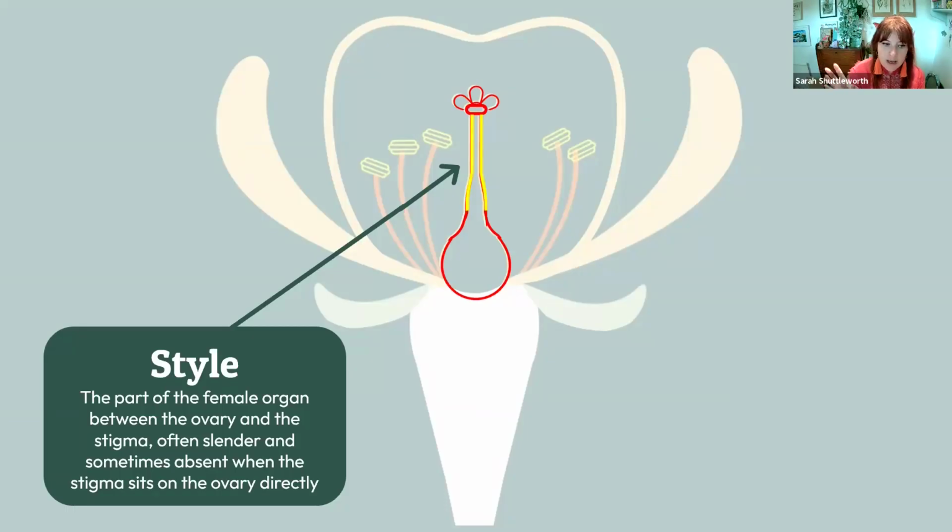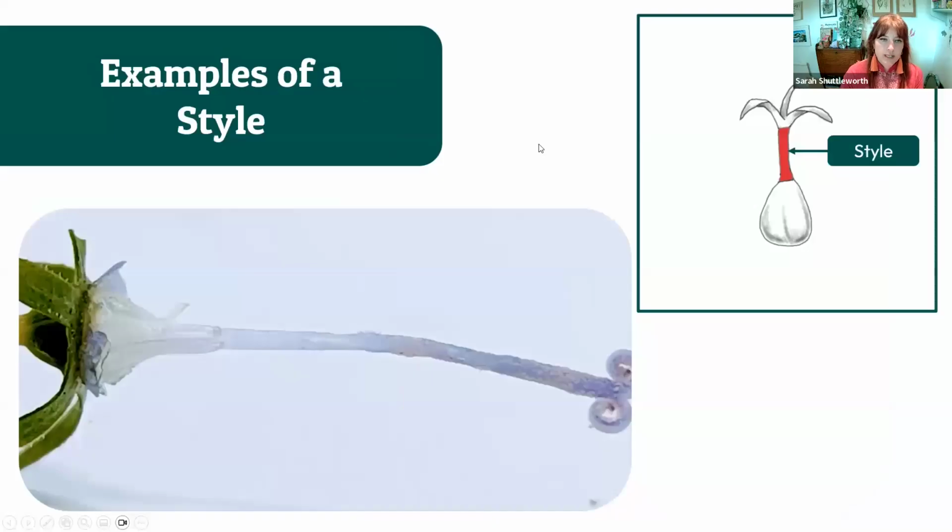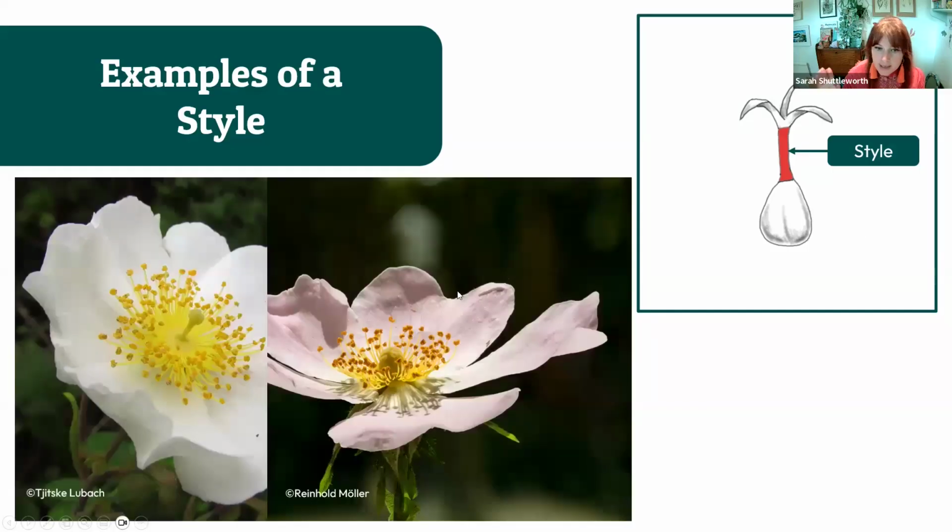And it's often slender, and sometimes you don't have it at all, and actually the stigma just sits on top of the ovary. So you don't always have that. For example, in this one that I cut open before, you can see we've very clearly got a nice style going there, joining between the two. And that can be very useful for identification purposes.